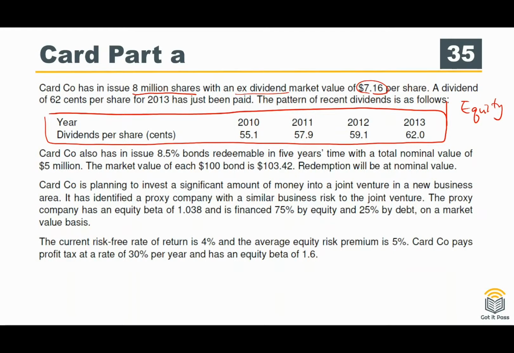The next paragraph is about the bonds, the redeemable bonds, which are 8.5% redeemable bonds in 5 years' time, and the nominal value is 5 million. And how about the market value? The market value for each $100 bond is $103.42, and the redemption will be at nominal value. Here is the redeemable bond.